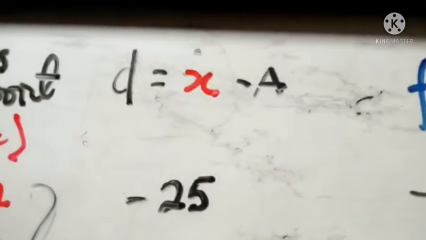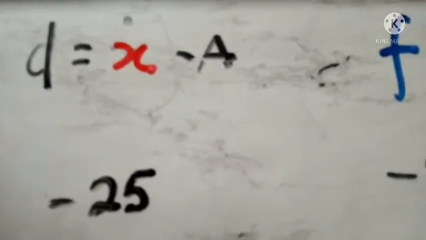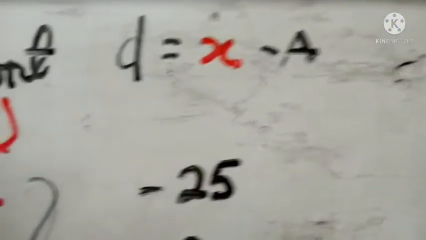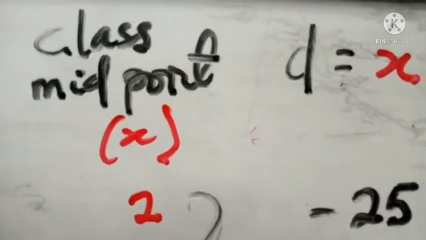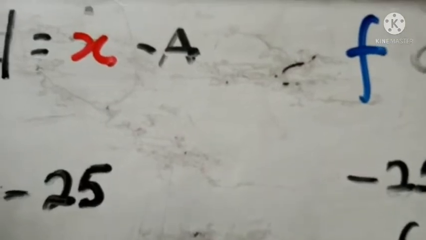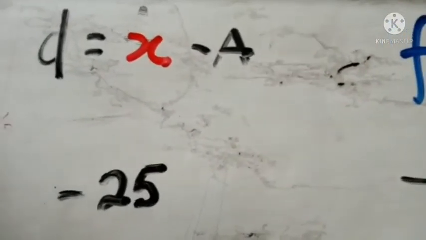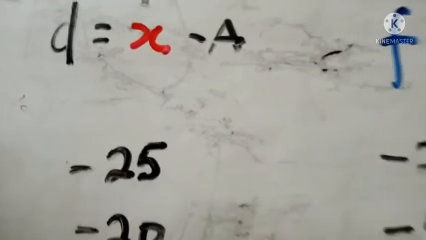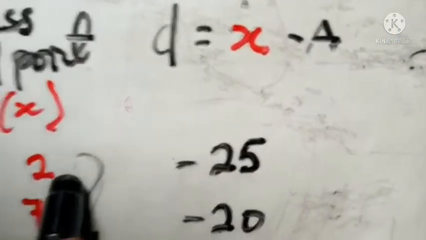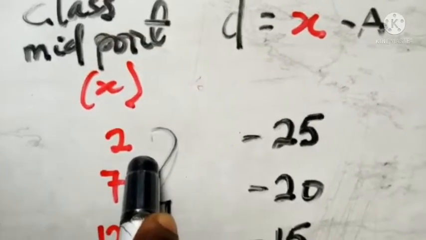D here is what? X minus A, right? Now we know X and we know A as well. Is that okay? So our X are what? The class midpoint. And the A is what? The assumed mean, that is 27. So D is equal to X minus A. So X minus A here will be, this is X, that is 2, minus A. A is 27. Is that okay?